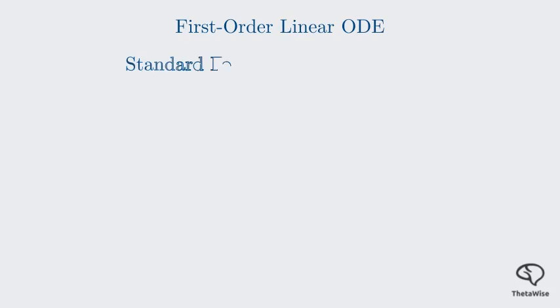Let's begin. First up, let's talk about first-order linear differential equations. A first-order linear ODE is any equation that can be written in the standard form, dy/dx plus p of x times y equals q of x. Here, p of x and q of x are continuous functions of x. The key features are that the dependent variable y and its derivative dy/dx appear only to the first power, and they are not multiplied together.